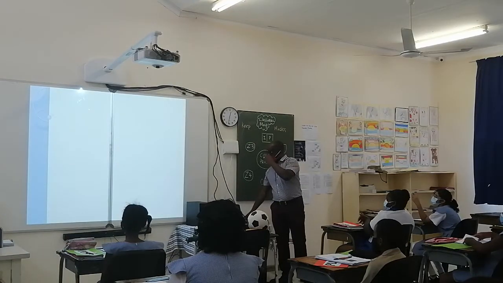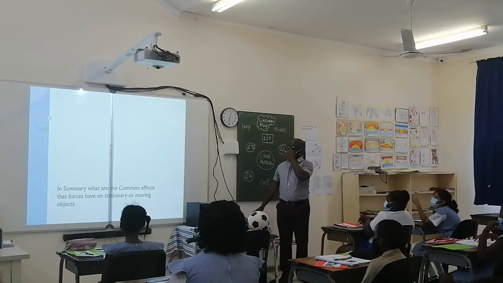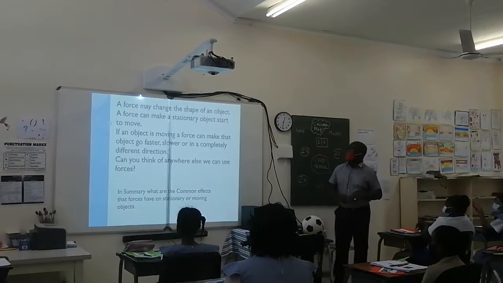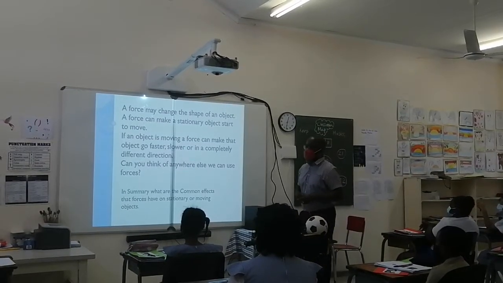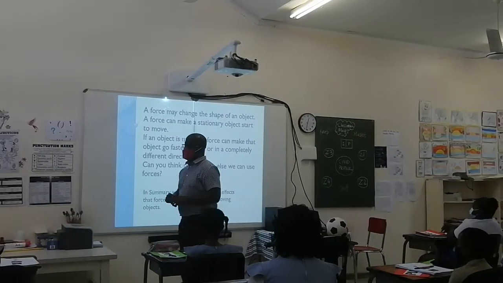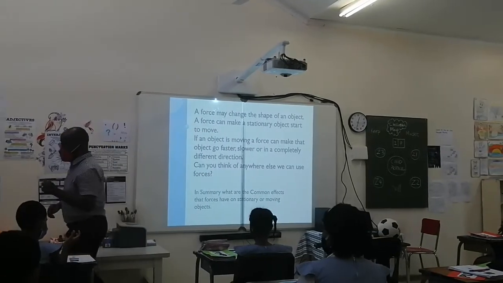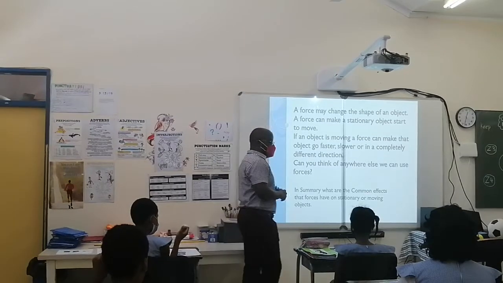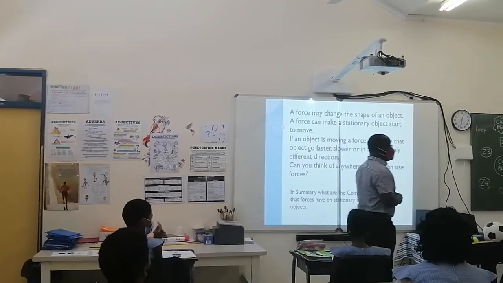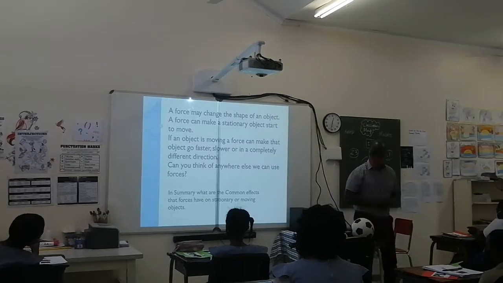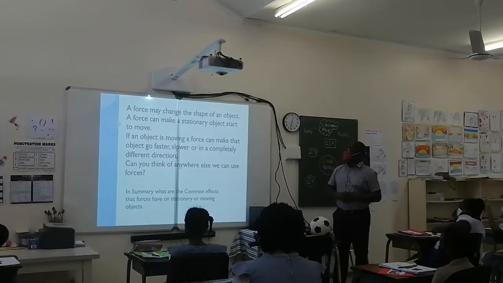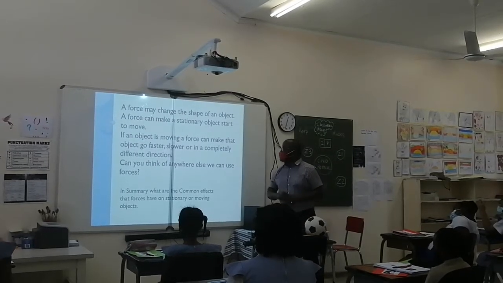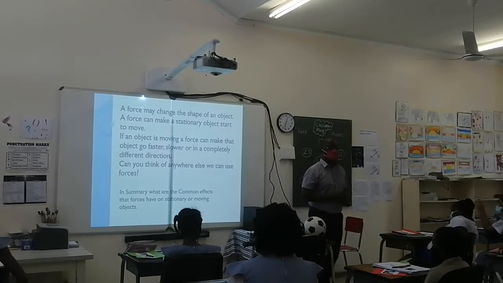Okay. Now, we want to summarize. In summary, what are the common effects that forces have on stationary and moving objects? And here they are. Force may change the shape of an object. What example did we use there to show that? Squeezing the tennis ball. Force can make a stationary object start to move. What example did we use there? Soccer ball. Yeah. Okay, very good. Thirdly, we said that if an object is moving, a force can do what? Slower or in a completely different direction.